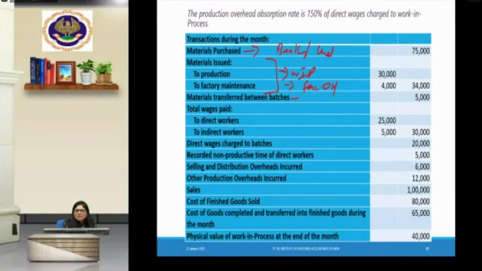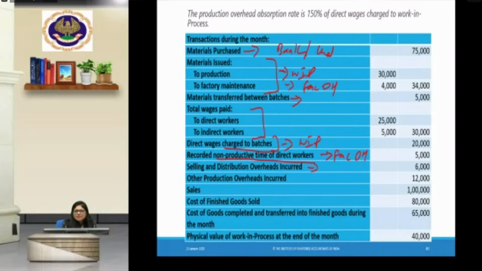Material transferred between batches. So the control account will have no effect on this. From one job to another job, from one WIP account to another WIP account, it has no effect on the control account. Wages paid, again, this is the payment entry, external. This will directly charge to batches. That means it will go to WIP. Non-productive time of direct wages will go to factory overheads. So non-productive wages will go to factory overhead. Direct wages will go to WIP.